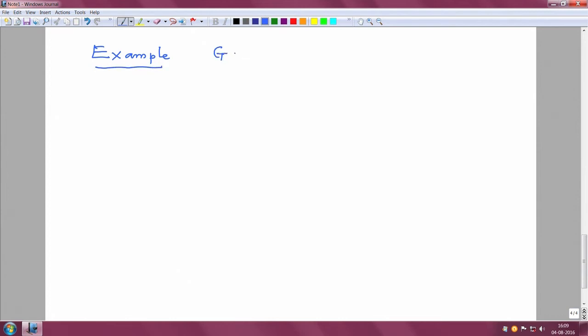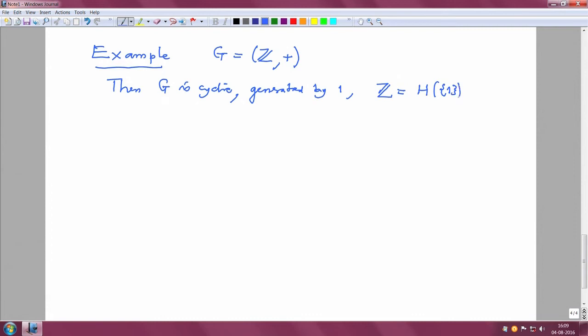So, I also want to note here one example. If you take the simplest group, G equal to Z, the additive group of integers, we know that this group is cyclic, generated by 1. So, in our notation Z is H of 1, or also the same as H of minus 1, because minus 1 is also a generator. In this group, all subgroups are also cyclic.